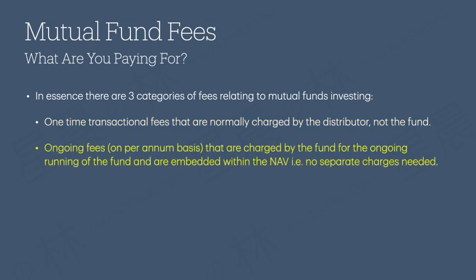The second category are ongoing fees that are charged by the fund. These are the necessary costs involved in the ongoing running of the fund, such as paying for the investment manager, the research team, and the relevant operational teams within the fund provider company. These fees are embedded within the fund NAV, which means that a fraction of the fees are deducted automatically every day when the fund calculates the NAV at the end of the day. Hence, investors of the fund do not need to make any additional payments for these fees. Ongoing fees are usually defined on a per annum basis.